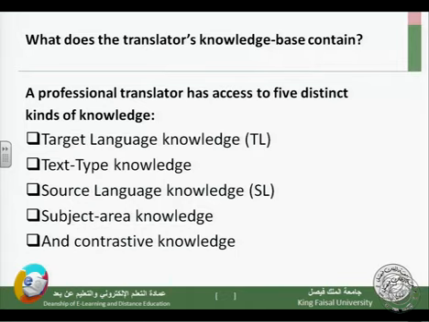Then last, you have to have general contrastive knowledge. Contrastive knowledge means a knowledge of both languages. So these are the types, a knowledge of English and a knowledge of Arabic. Contrastive knowledge. Knowledge from Arabic, knowledge from English, and comparative knowledge or contrastive knowledge. Now, these are the types of knowledge that the translator has to have.